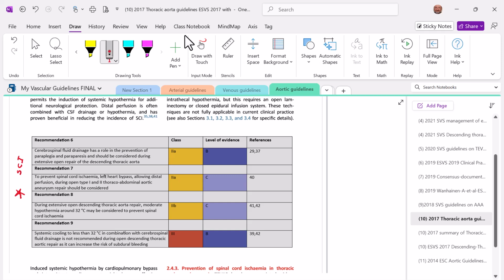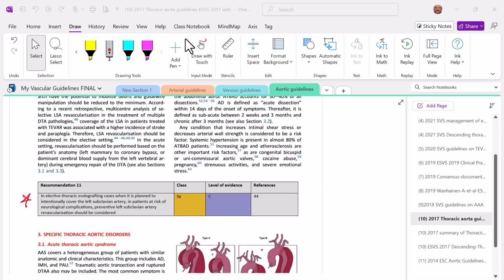it can increase subdural hematoma. So this is very important, this is the level when you are doing too much. If you're doing cooling with CSF drainage, it is not recommended in open descending aorta because it will cause subdural hematoma. So the class of evidence is 3, and the level of evidence is B.